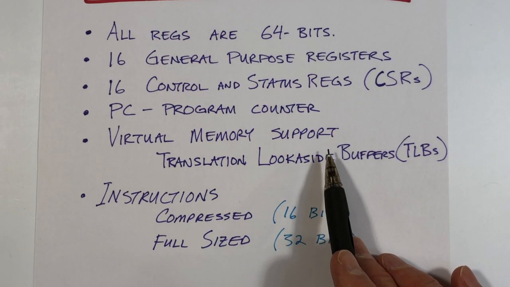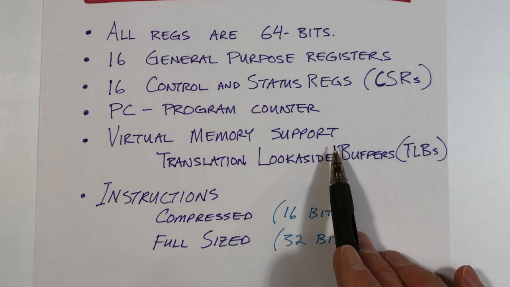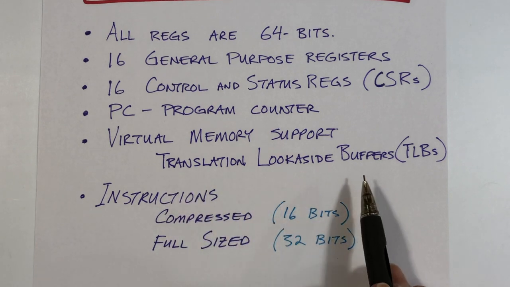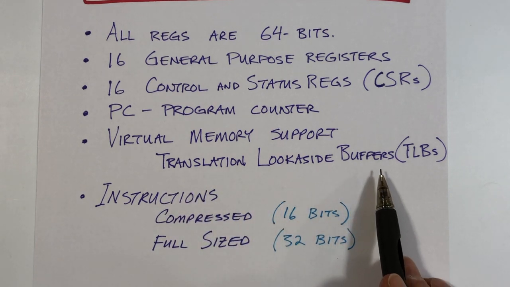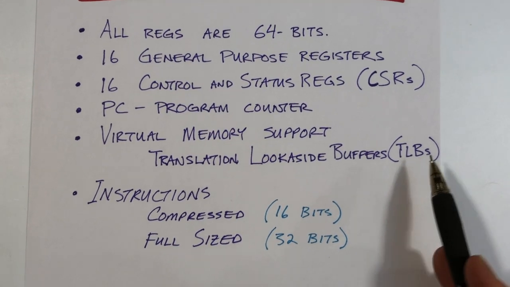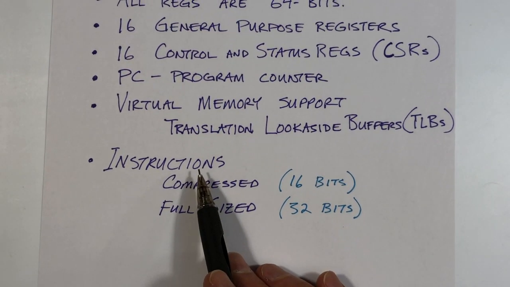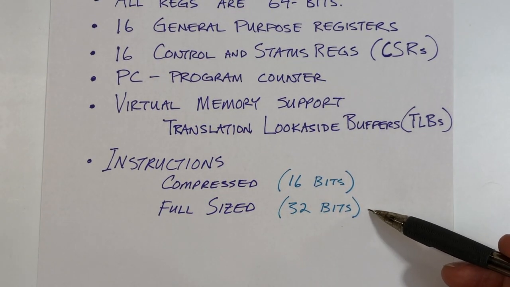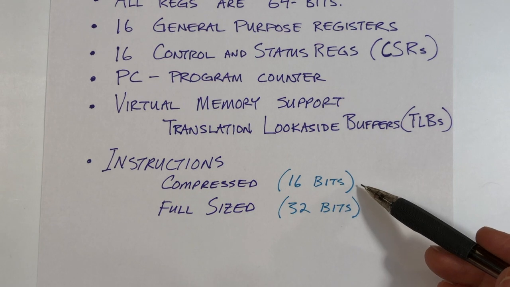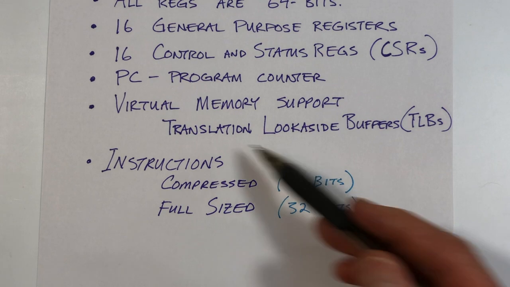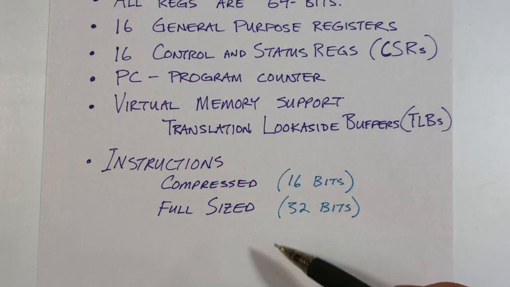There are a number of instructions that support virtual memory and virtual address spaces. Among other things, we have what are called translation look-aside buffer registers, and I'll talk about those later on. And the instructions come in two sizes. The full-size instructions are 32 bits in length, but we also have compressed instructions, which are 16 bits in length. So I'm going to be covering all of the instructions, not in great detail, but I'll introduce essentially every instruction.